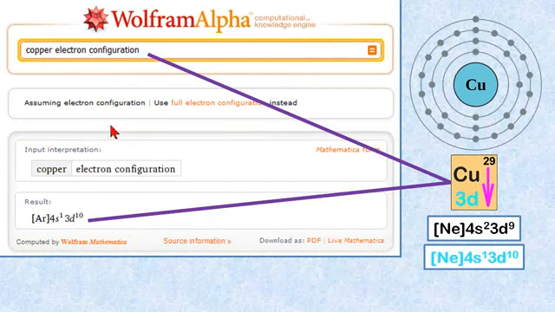For copper, you actually get a result, if you go to Wolfram Alpha, of 4s1 3d10. That just means that instead of loading the electrons as Bohr's model predicts, it loads them in a different subshell of a higher energy level first and places them a little bit out of order here. So that's what this blue represents. This is the actual configuration. This is what Bohr's model predicts.